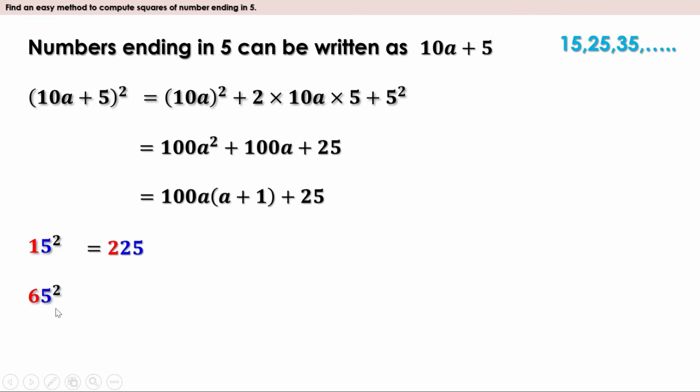Now if you take 65 square, first of all let us make two parts. 5 is a part and the remaining digits together is another part. That is 6 is the second part. Now look at the second part, 6. Multiply it by the next number, that is 7. 6 into 7 is 42. Then put 25. Now if you want to find 105 square, 5 is a part, 10 is another part. 10 into the next number is 10 into 11 or 110, and put 25 to it. So 105 square is equal to 11,025.